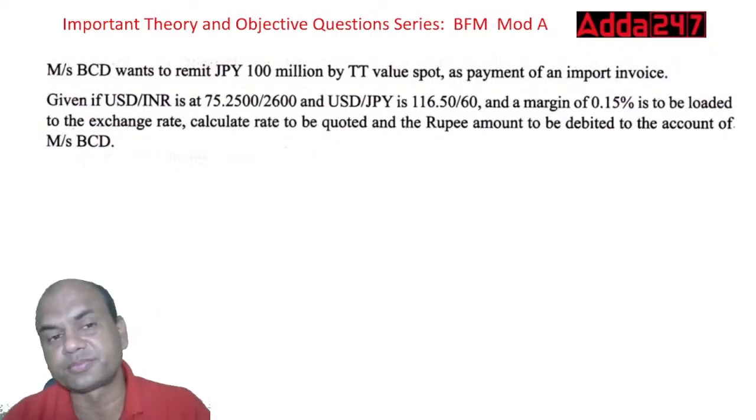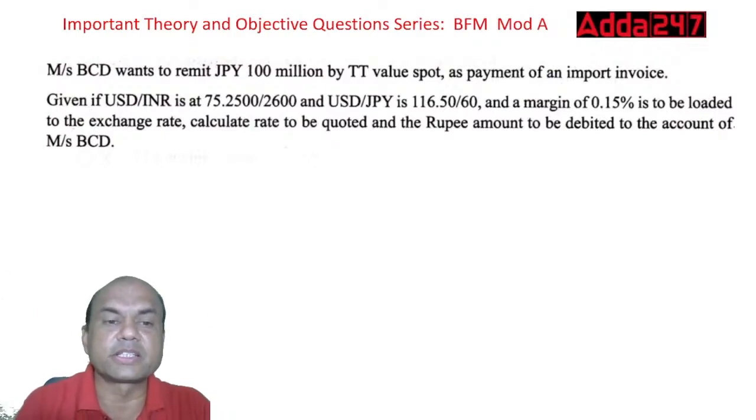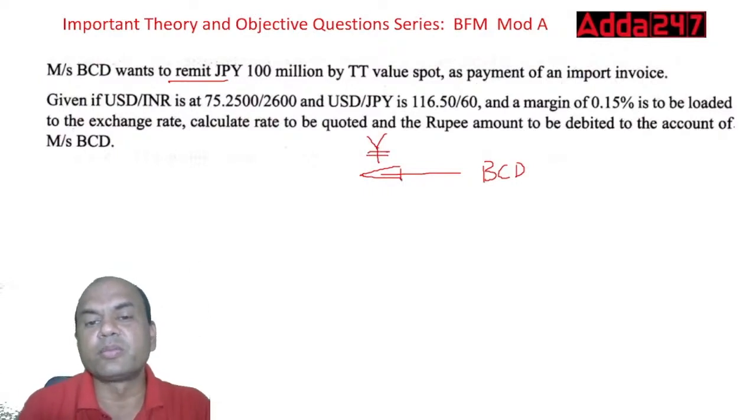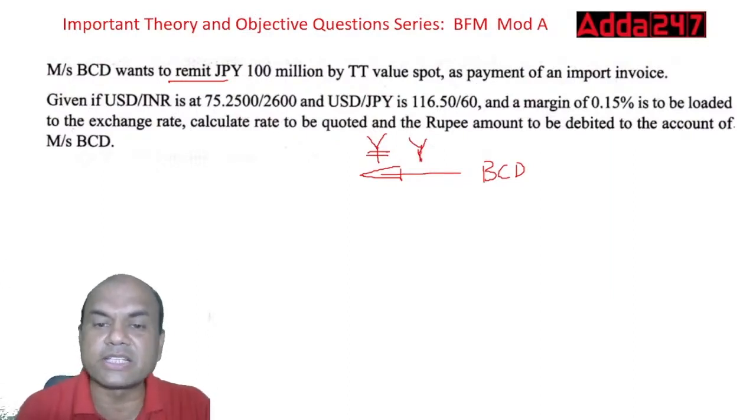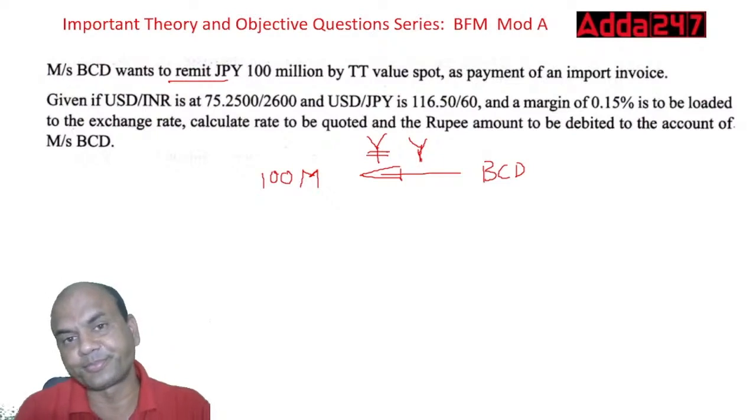There is some customer called BCD. This customer wants to remit JPY. Remit means what? This BCD wants to send JPY outside. JPY is written like this, Yen, so we'll be writing only Y now, because all these things are difficult. So BCD wants to send JPY. How many? 100 million. This guy wants to send these many JPY.